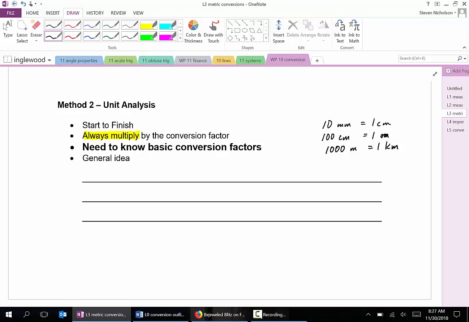So the general idea of unit analysis is, when we go from start to finish, what we really want to do is cancel out units. And we want to, again, cancel out units, and I'm going to put top and bottom, and this is going to make more sense when we do some examples, but we want to cancel out units until we get the unit we want.